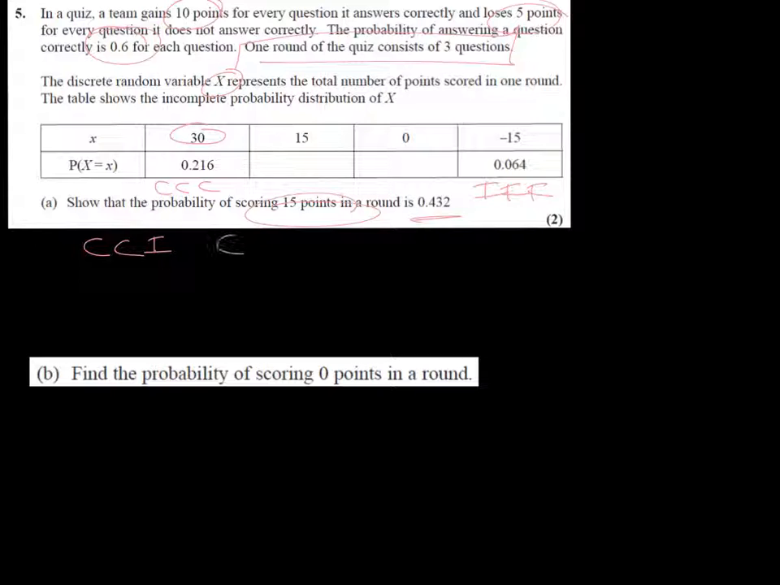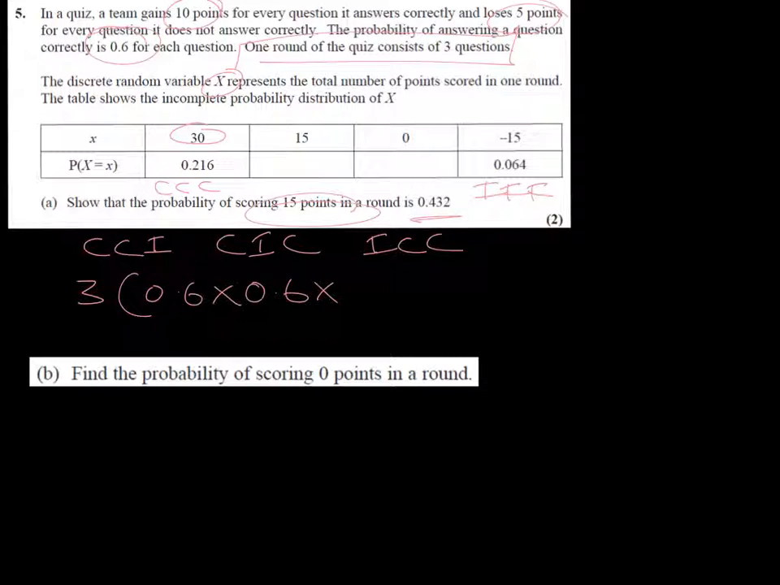You could also get the first one correct, the second one incorrect, and the third one correct, or the first one incorrect and the second 2 correct. So there are 3 different combinations that you could get. So all you really need to do is work out the probability of one of these and multiply it by 3. So let's just look at the first one, for instance. So I want 3 multiplied by the probability of getting the first one correct, which is 0.6, and the second one correct, which is 0.6, and the third one incorrect, which is 0.4. So if I multiply that all out, I am going to get 0.432.